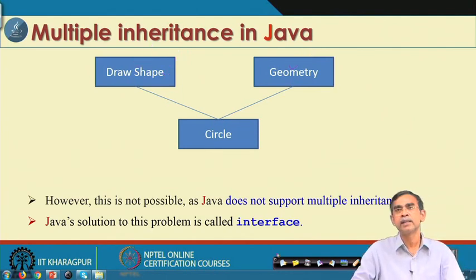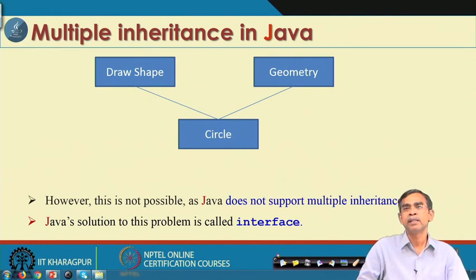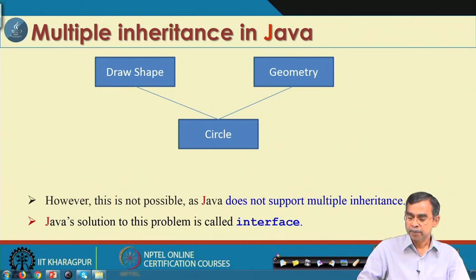So, this is the concept: if we are able to inherit the characteristics from 2 or more classes, then it is not a single inheritance, it is called multiple inheritance. However, Java does not support multiple inheritance. Then how can we achieve these things? There is an alternative way of doing this. This is possible using an interface.